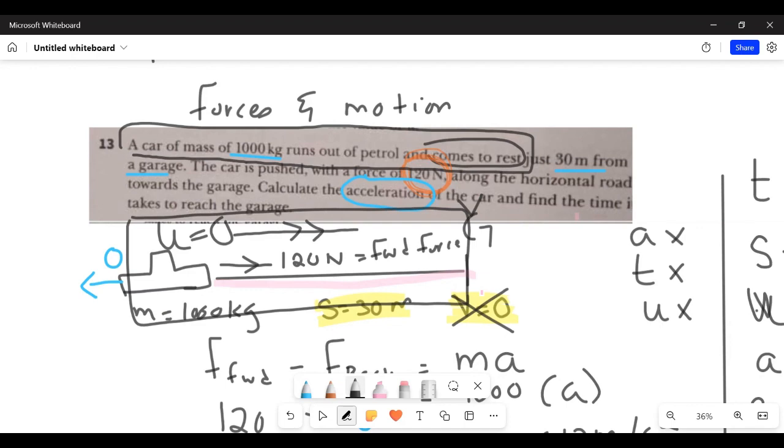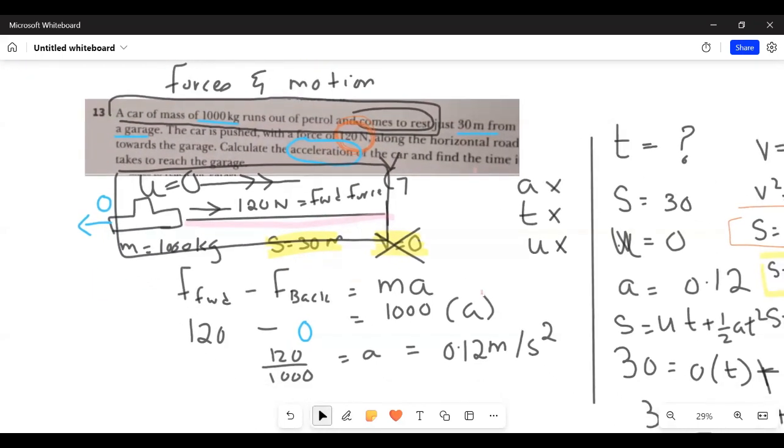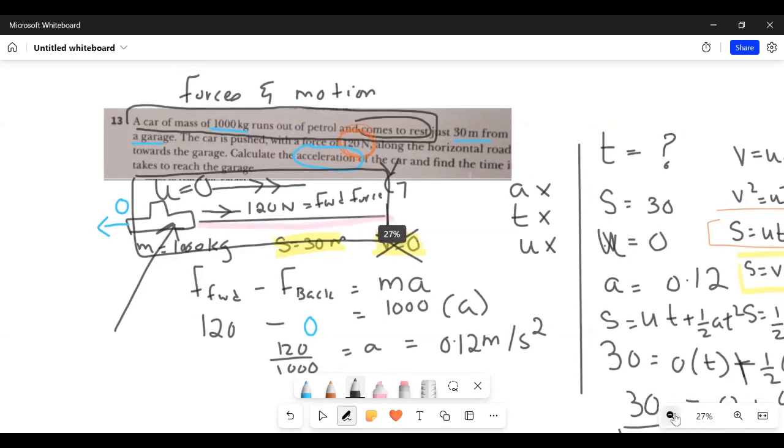पहले गाड़ी चलते चलते रुक गई और फिर उसको पुश करके गराज की तरफ ले जाया गया. So U is actually 0, not V. Because it says that it comes to rest 30 meters away from the garage. So it comes to rest here, where I've drawn the car, not at the garage. Okay. ठीक है, I hope that clears your query.